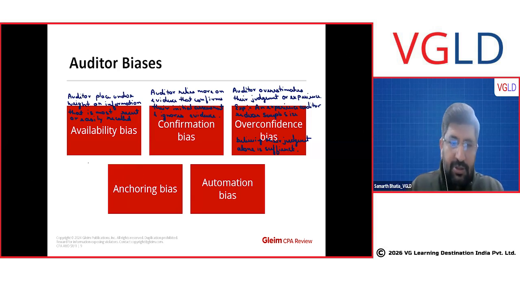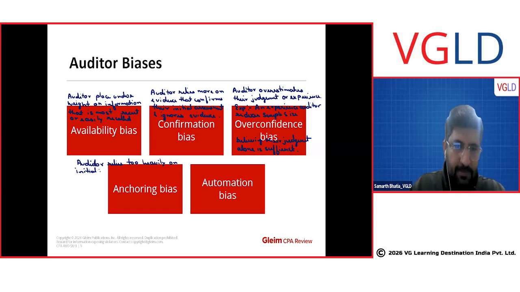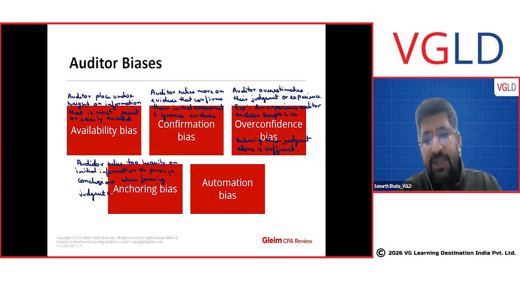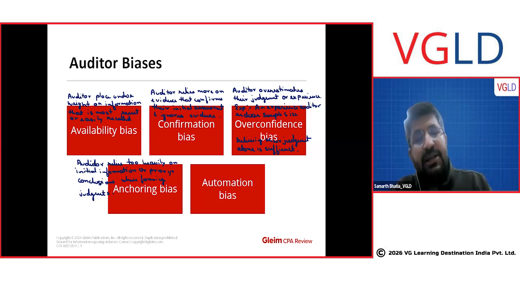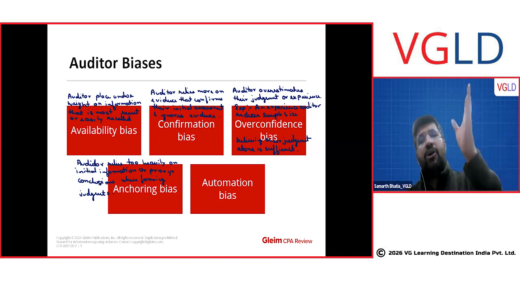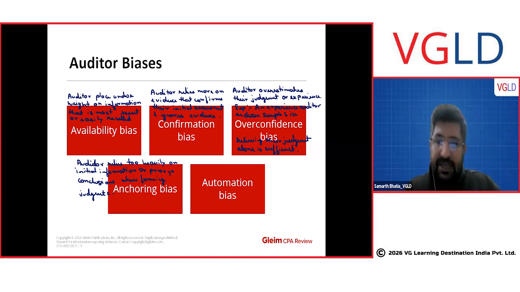So I can say the auditor relies too heavily on initial information or prior year conclusions when forming judgments. Like I would say, the auditor uses the prior year materiality without properly reassessing current year conditions. Whatever the previous year conditions were, the auditor just picks up whatever they decided in the previous year, and accordingly they don't make any reassessment according to the current year situation. That's the anchoring bias.